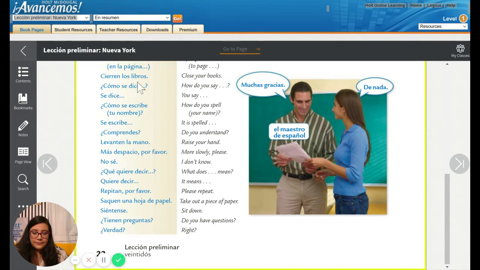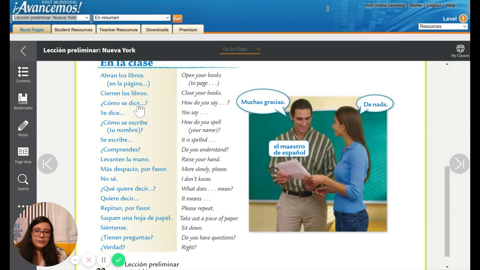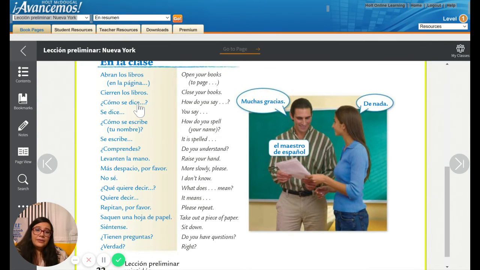Basic things like opening books, closing books, asking questions of how do you say something or how do you spell something, me asking you guys if you understand something or to raise your hand if I'm speaking too quickly, because I tend to do that, you guys telling me to slow down please, or if you don't know something and all you had to say is no sé, I don't know. So these are just basic phrases that you'll come across in a classroom.